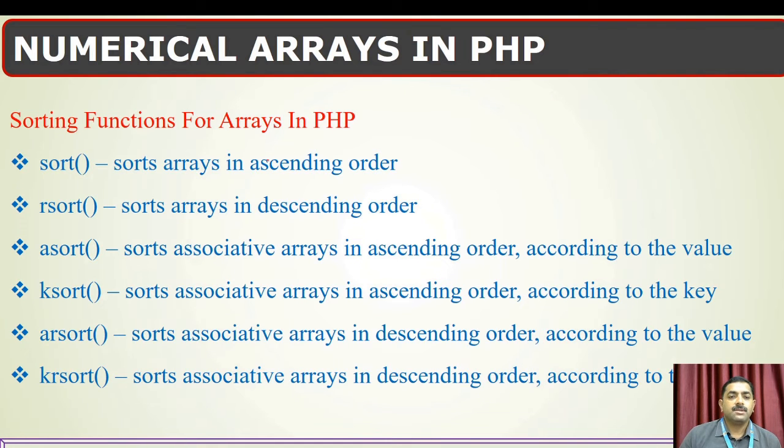Some sorting functions used with arrays in PHP. Basically sort will sort the array values in ascending order, and rsort means it will give them in descending order. The remaining four functions will be discussed when we discuss associative arrays.